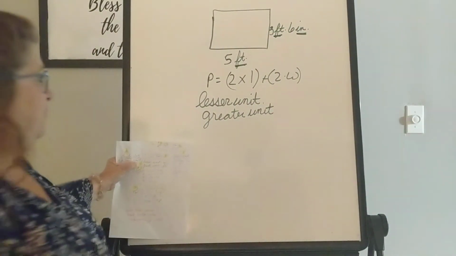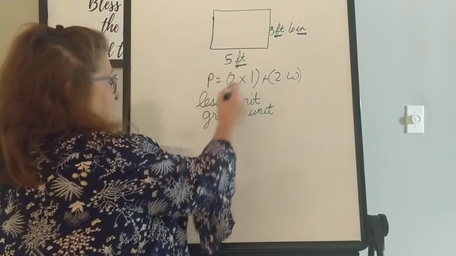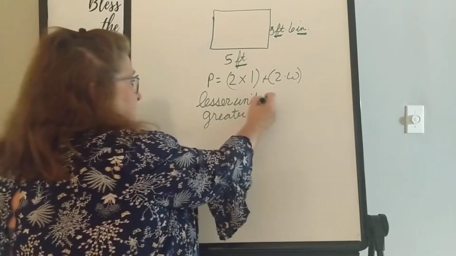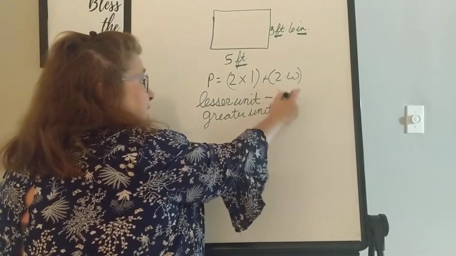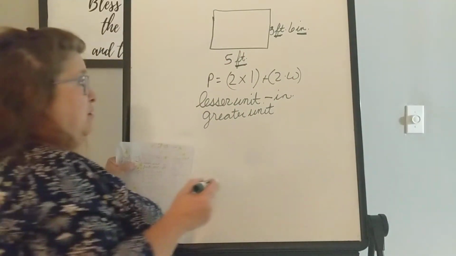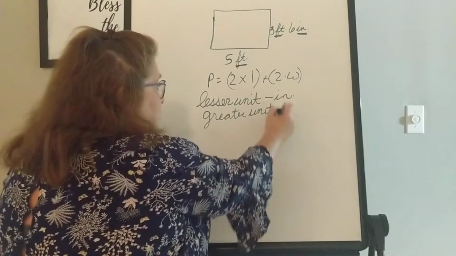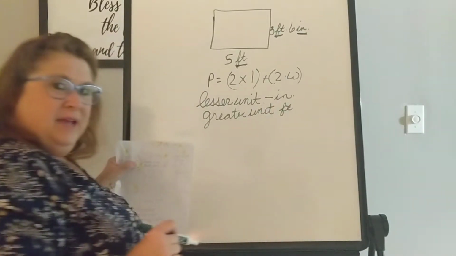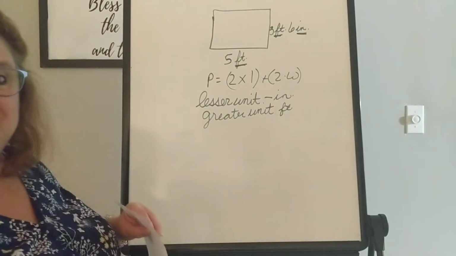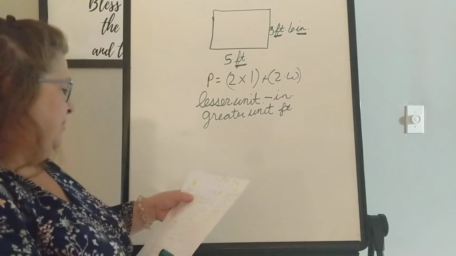So this means that the perimeter can be found by using the lesser unit, which would be inches in this case, not in every case, depends on what your measurements are up there, or the greater unit, using feet. Okay? Y'all good? All right, have your thinkers going on.